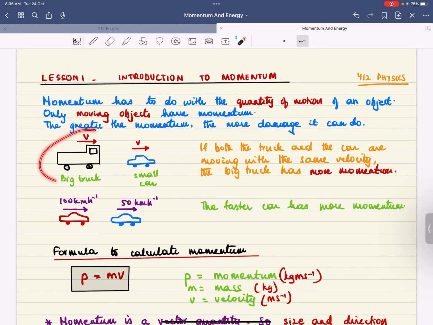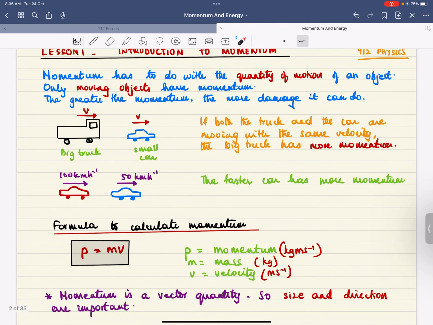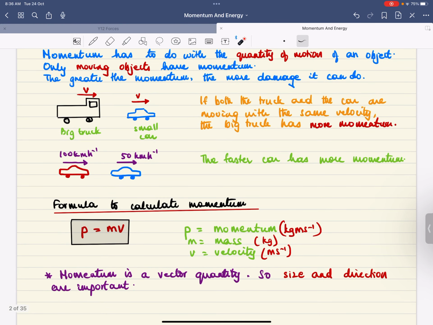The greater the momentum, the more damage it can do. So here's a big truck and here's a little car. Now if they're going with the same speed, but the big truck has got more mass, so it will have more momentum. Now if there are two identical cars going at different speeds, the one that's going faster will have greater momentum. So momentum depends on two quantities. It depends on mass as well as velocity.